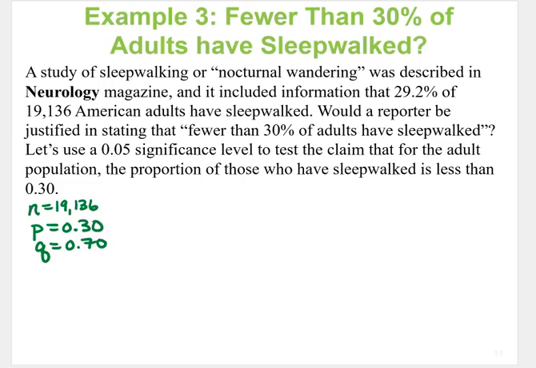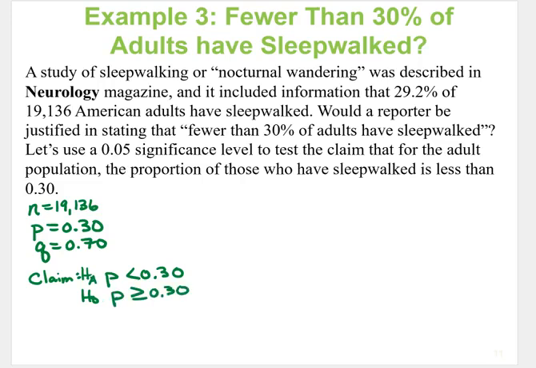All right, so let's talk about their claim. What is the claim? The claim is that the proportion of those who sleepwalk is less than 30%. So the claim is that the proportion is less than 0.30. So that is our alternate because it doesn't have an equal sign. So our null is going to be that P is greater than or equal to 0.30.